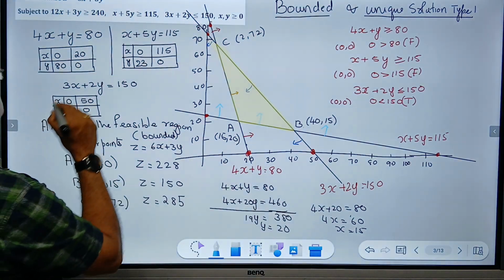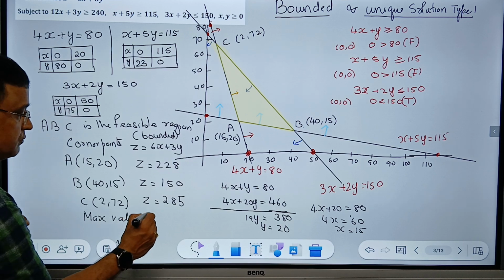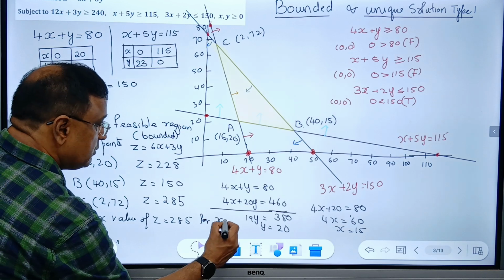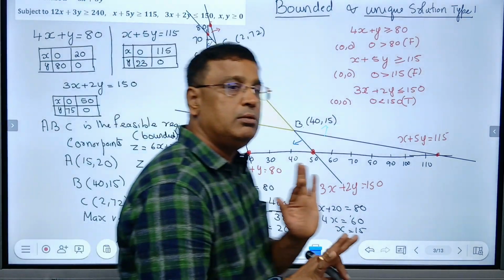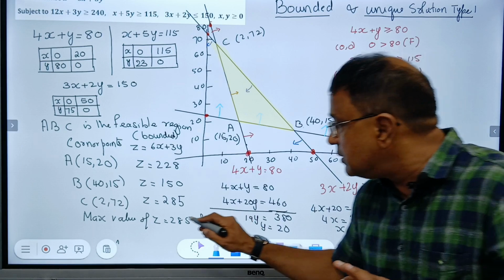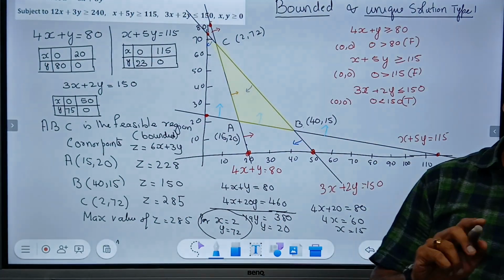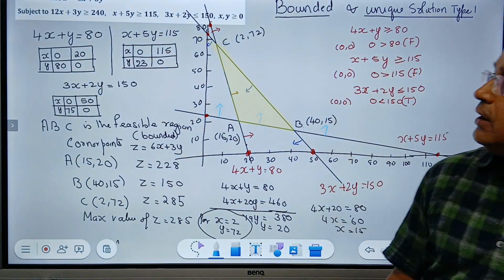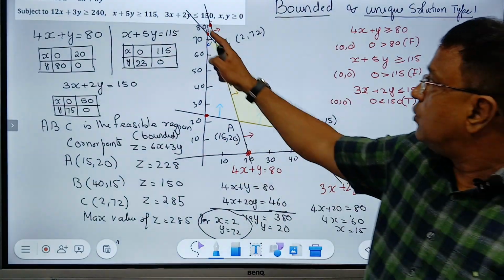Now what is the question? The question is to maximize. So the answer is the maximum value of Z is 285, for x equal to 2 and y equal to 72. This is the complete problem which you are supposed to do if this question is asked. Now you see, this is bounded and it has a unique solution. It has only one point: x equal to 2, y equal to 72. So this is type 1, where the feasible region is bounded and my solution is unique. I hope this is clear to you.